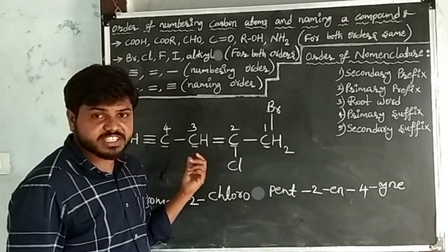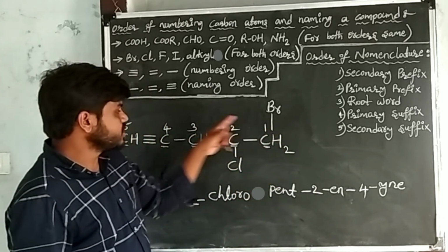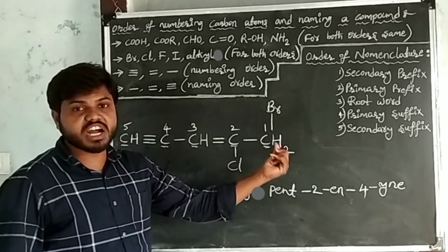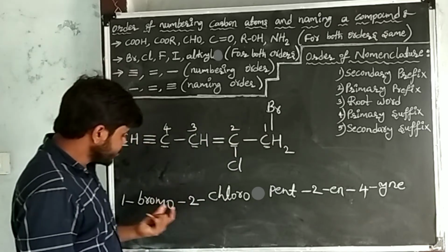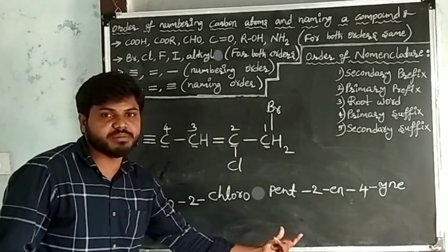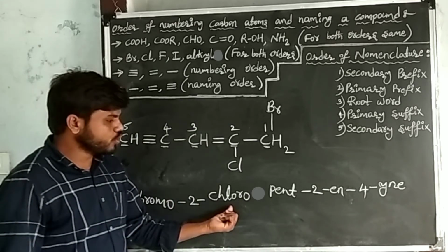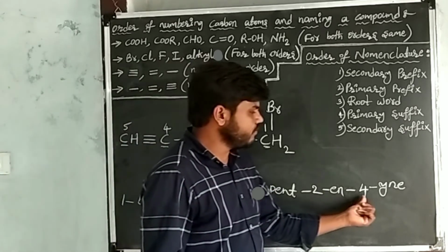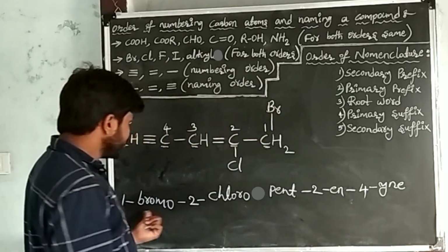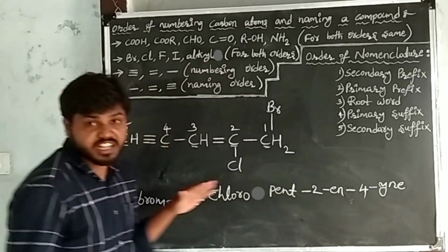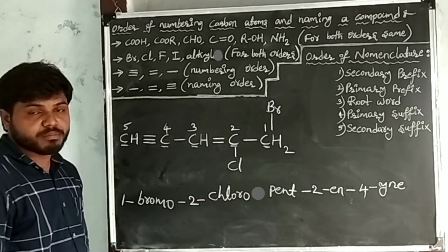Here, secondary suffixes are functional groups. The functional groups are not present in the given compound. So this is our required IUPAC name of the given compound. That is 1-bromo, 2-chloro, pent-2-en-4-yne is the IUPAC name of the given compound.